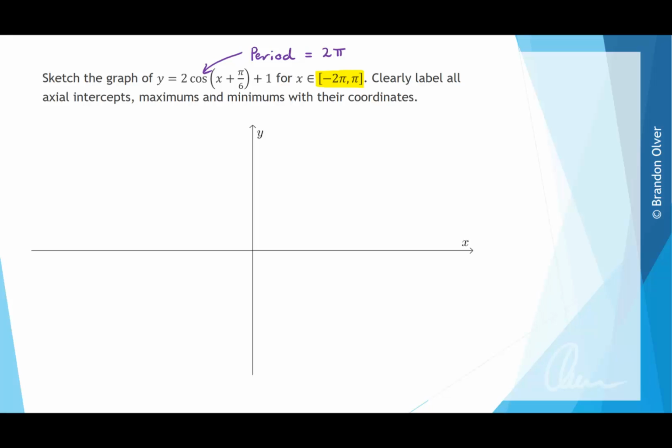So before we go and find all of the key features, we're just going to get a feel for where this graph should be. So 2 cos of x without any translations at all would look something like this. So it would go from a height of y equals 2 down as low as y equals negative 2. And then, of course, the same thing would happen out in this direction.